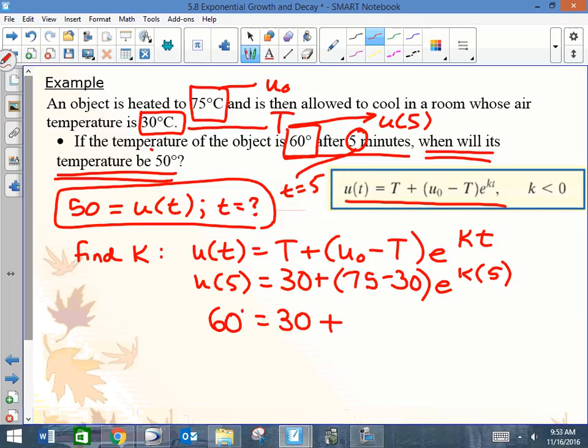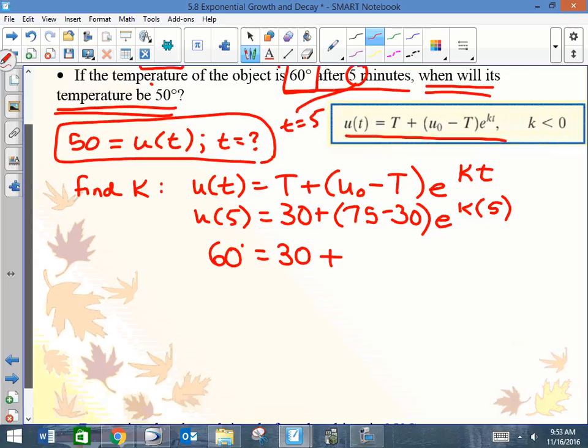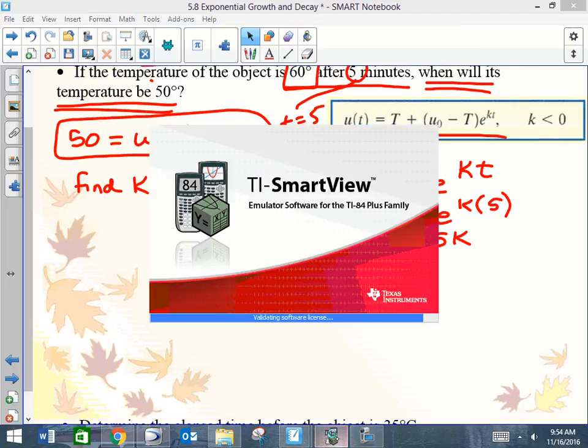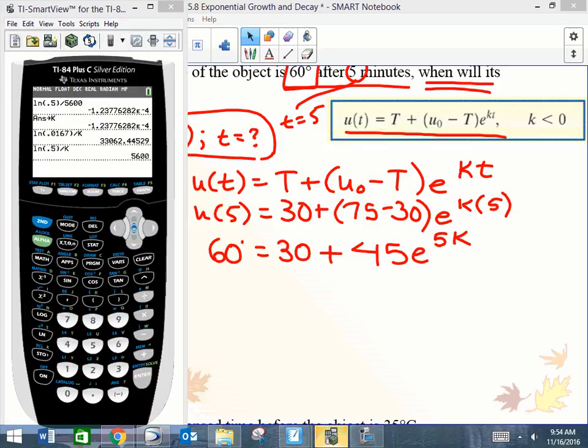Okay, so while I'm plugging in 60, I might as well get my calculator out, or certainly I could subtract 75 minus 30 without a calculator. What is that? Leah? 45. Okay, I like 5K as opposed to K5. Okay, so go ahead and find your K. Everybody have a calculator?